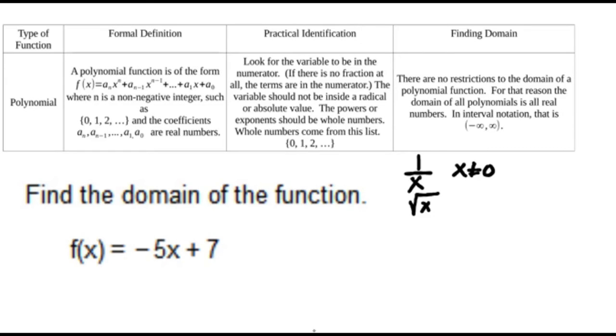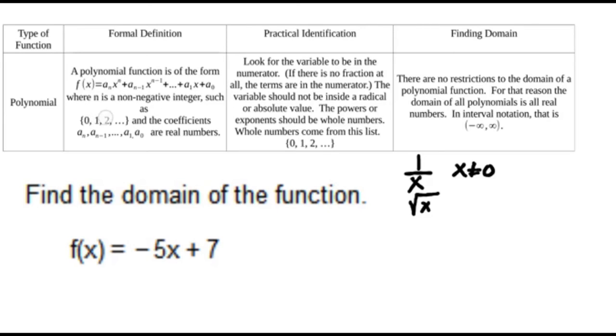More specifically, this function is called a polynomial function, and we have a definition of polynomial functions. A polynomial function is of the form f of x equals a sub n, x to the n, plus a sub n minus 1, x to the n minus 1, plus ... meaning that pattern continues, plus a sub 1 x plus a sub naught. This is where n is the highest power on x. n is a non-negative integer.